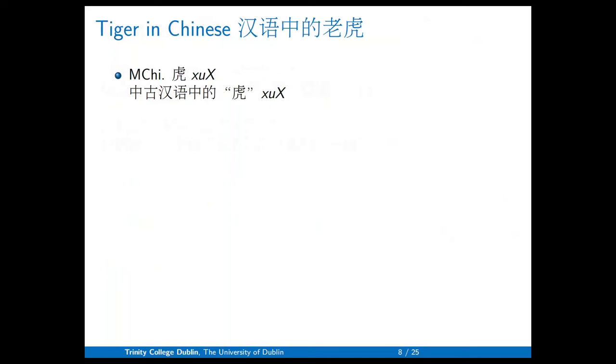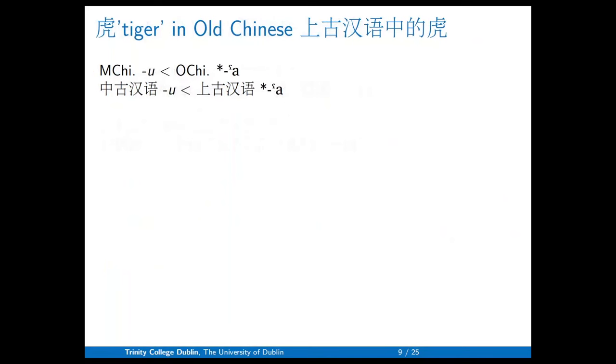So what does it come from in Old Chinese? Well, this u comes from a. This is the so-called yu bu, the fish section. Yu bu in Middle Chinese is u, like in the word yu, fish. So it's u in Middle Chinese and a in Old Chinese.